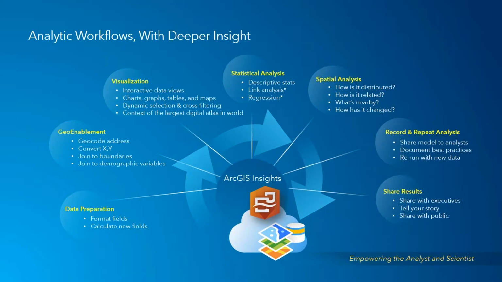So in data preparation, we can format fields and calculate new fields. We can geo-enable our data by geocoding it or joining it to boundaries. Obviously, we can create visualizations with maps and charts and graphs. Perform analysis, either statistical analysis, which we've got some new options coming in the next release around link analysis and regression, as well as spatial analysis. So asking questions like how are things distributed, what's nearby, how has it changed?